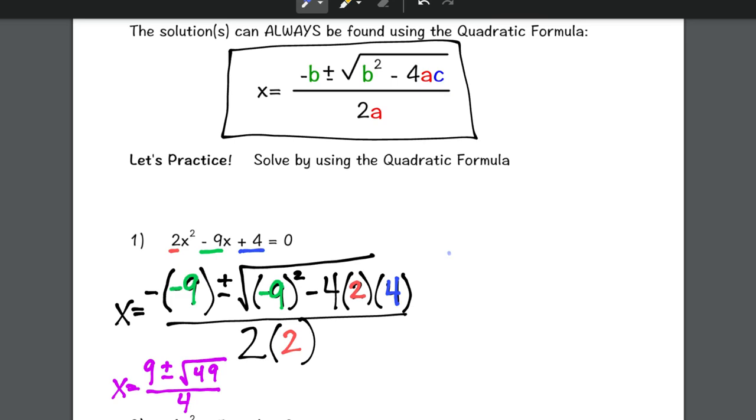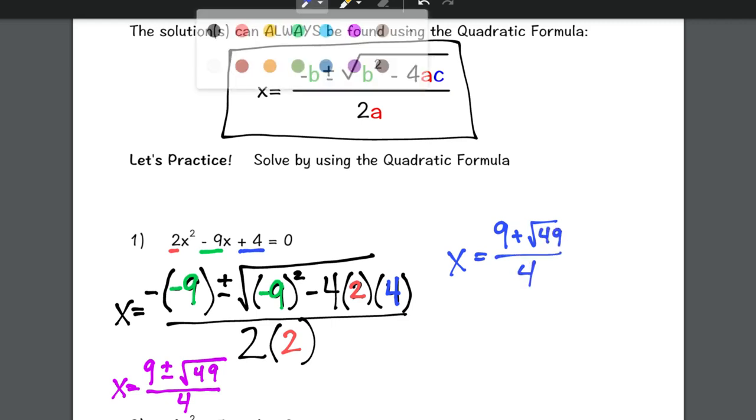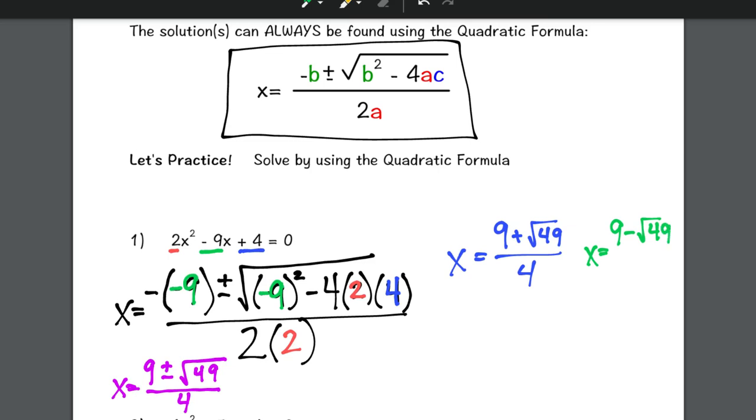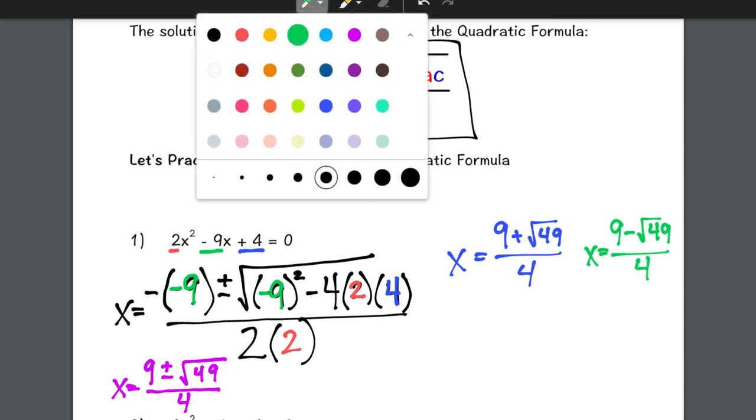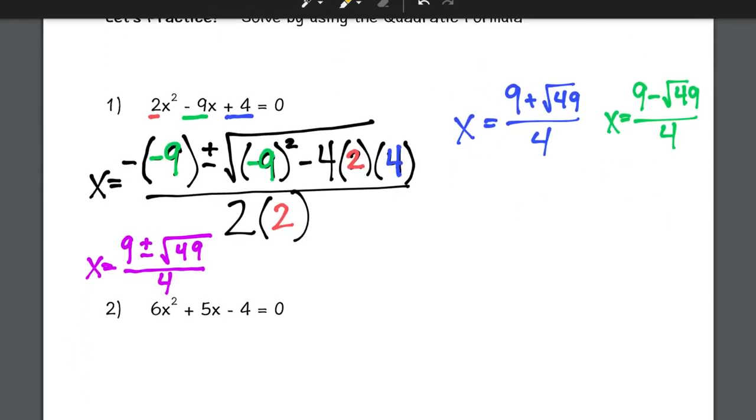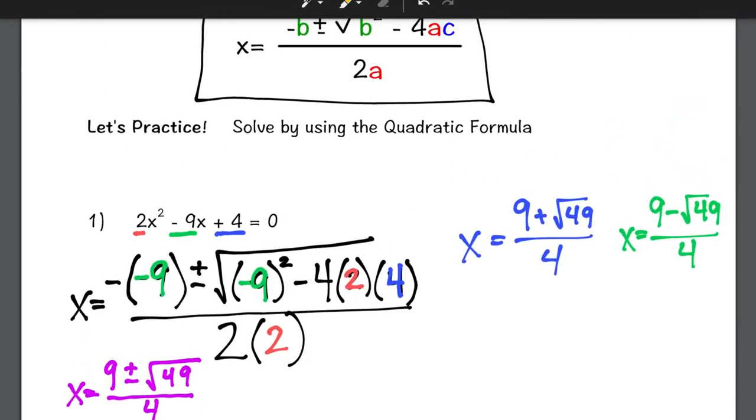So what I mean by that is we're going to come right over here, and I'm going to say x is equal to 9 plus the square root of 49 over 4. And then my second one is going to be x is equal to 9 minus the square root of 49 over 4. Okay, so that's the only difference, is that we are taking that plus and that minus, and at this point, we are separating them out into two different solutions.